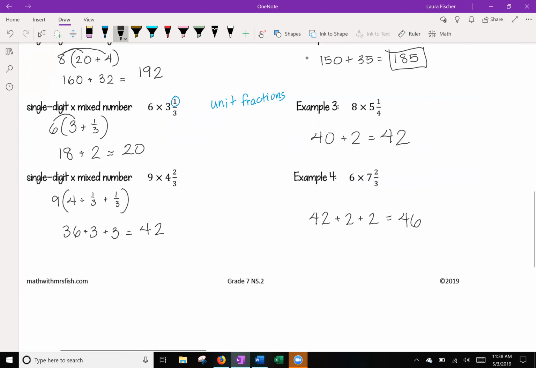I just think it is so much fun to learn these tricks that make us really efficient in math.